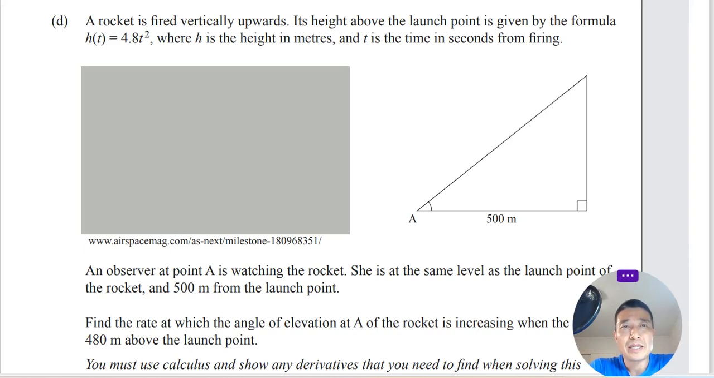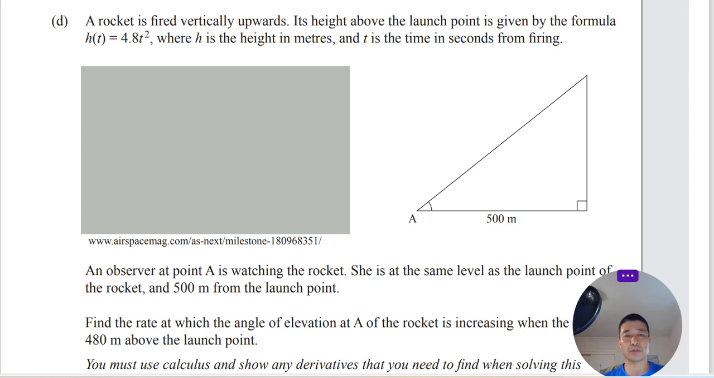We are doing Level 3 differentiation 2020 question 2D. Tristan from Bangare Boys High asked this question. A rocket is fired vertically upwards. Its height above the launch point is given by the formula h(t) = 4.8t², where h is the height in meters and t is the time in seconds from firing.